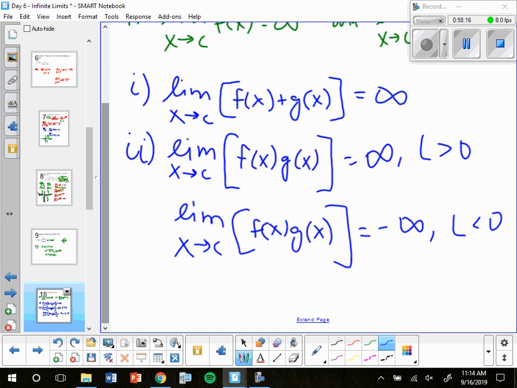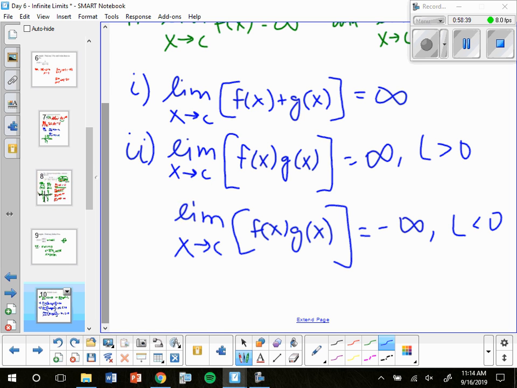What happens if L equals 0? Zero times infinity. Indeterminate. Infinity times 0 is indeterminate. We'll talk more about that later. That's another indeterminate form. It really depends on which one is growing faster. If it's growing faster, then it's approaching 0. But we will talk a lot more about that in a few weeks.